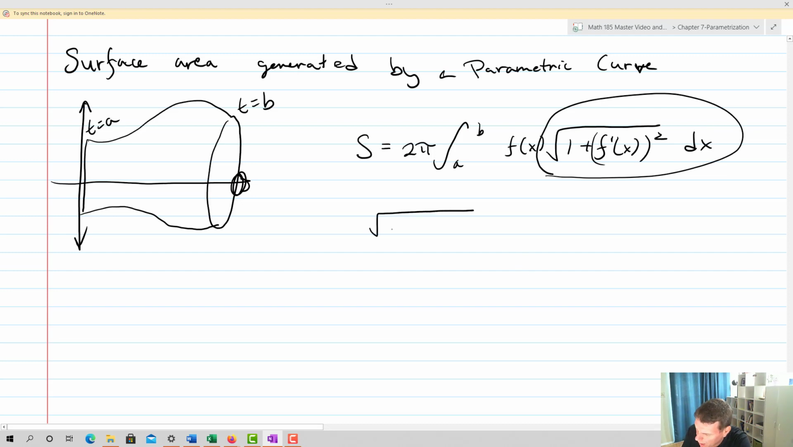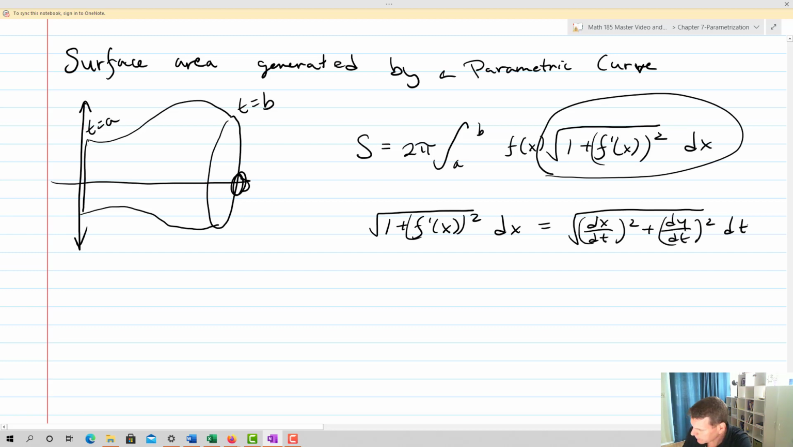The square root of 1 plus f prime of x squared dx is analogous to the square root of dx/dt squared plus dy/dt squared dt. And then it just turns out that this f of x is just values of y along the parametric curve, based upon t equals a to t equals b. So for the parametric curve, my surface area is actually a pretty simple substitution.